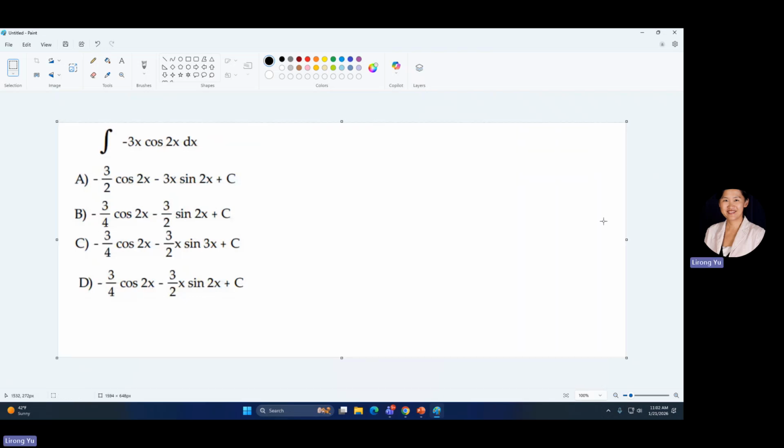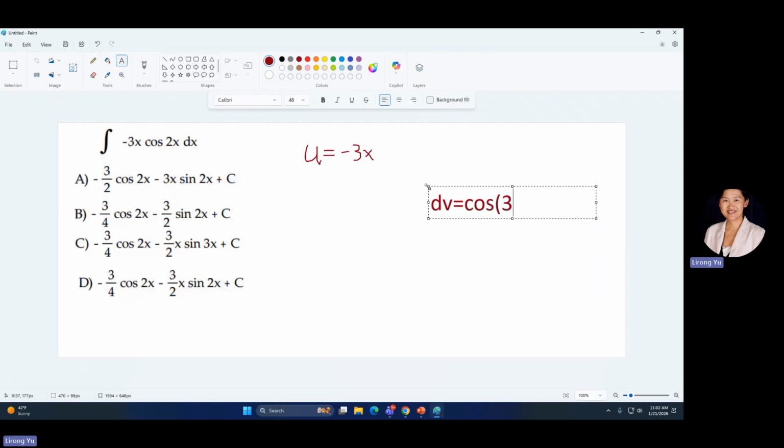If you follow what we were saying, we will make u equal to the negative 3x. And the integration is now u dv. So dv is equal to cosine 2x dx. So identify u and dv. Now the integration is really the integration of u dv, because u is the first part, and dv is cosine 2x dx.